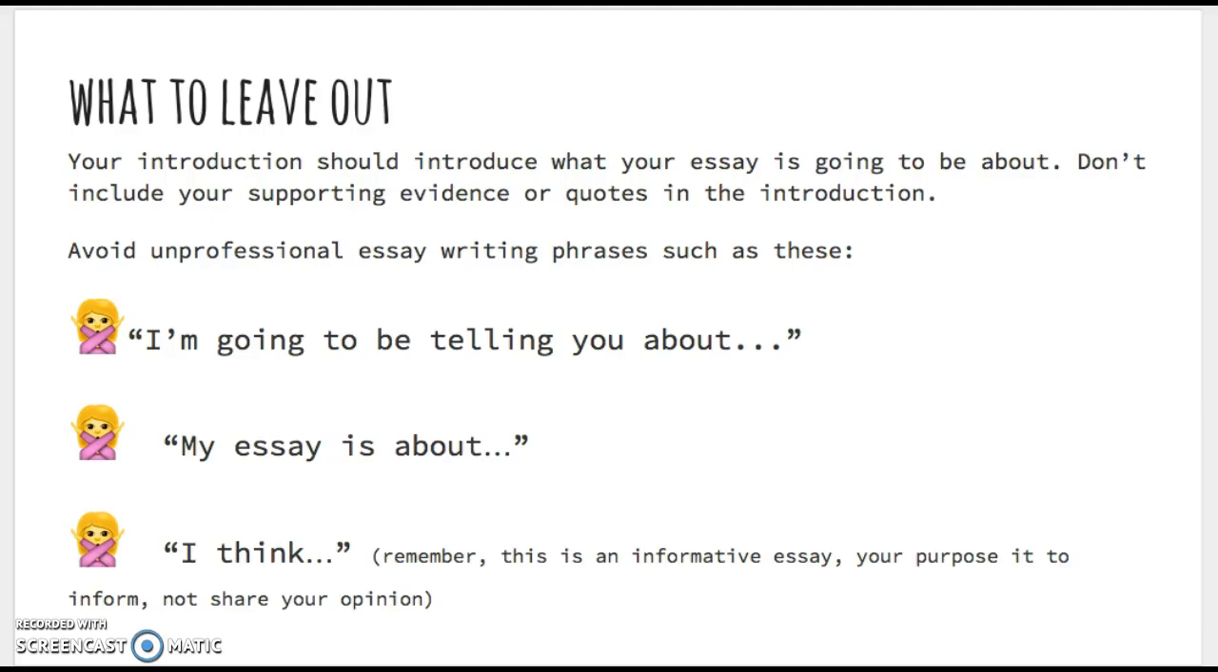Here are some things to leave out in your introduction. It's going to introduce your essay, and you don't need a lot of specific evidence. You don't need any evidence, actually, like I said before. No quotes, nothing, because you're going to put those in your body paragraphs. And then some good writing tips. Avoid unprofessional writing phrases. You don't want to say things like, I'm going to tell you about, or my essay is about. Let your writing show your reader what your essay is about without saying these things. You also want to leave out opinions, like words such as I think, because we're not writing an opinion paper. We are informing our readers about this fear. So keep that in mind.